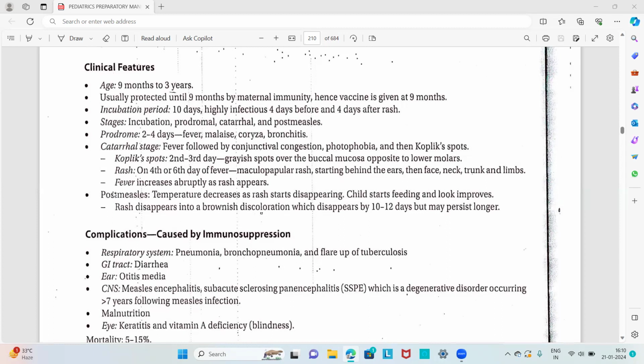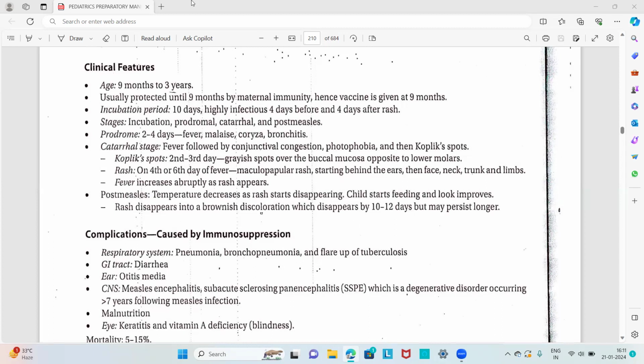After that, we have the post-measles stage. In the post-measles stage, the temperature decreases as the rash starts disappearing. After that, the temperature decreases, the child starts feeding, and the child looks improved. The rash disappears into a brownish discoloration, which disappears by 10 to 12 days, but may persist longer.